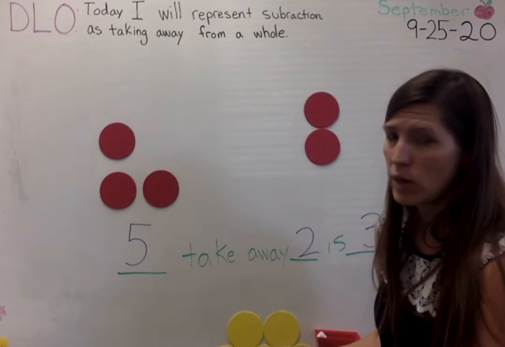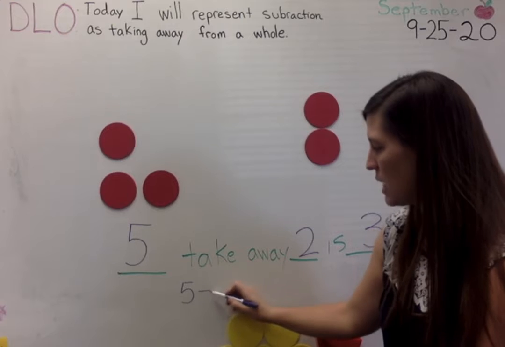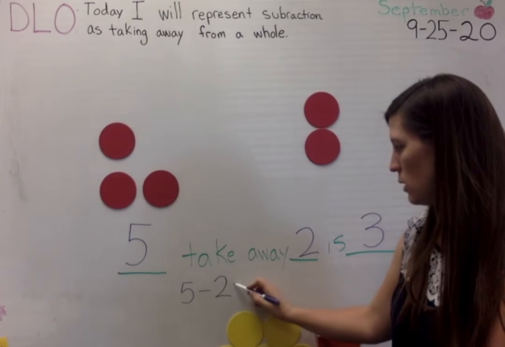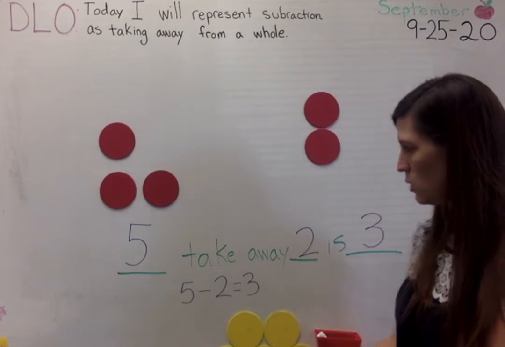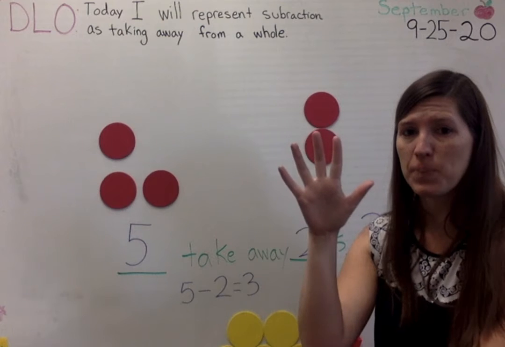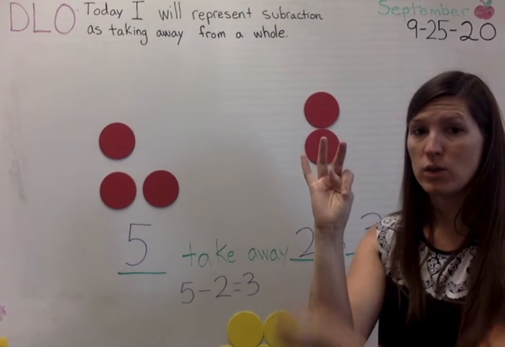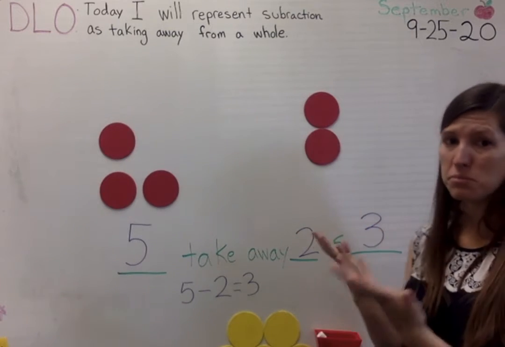When we start writing equations, this would look like 5 minus, because minus means take away, 2 equals 3. Our difference. You can show with your fingers. Show me 5. Take 2 away. What's our difference? How many are left? 1, 2, 3. Just like we got here.